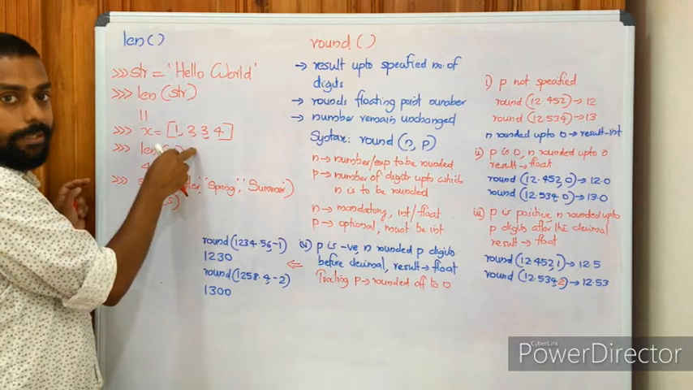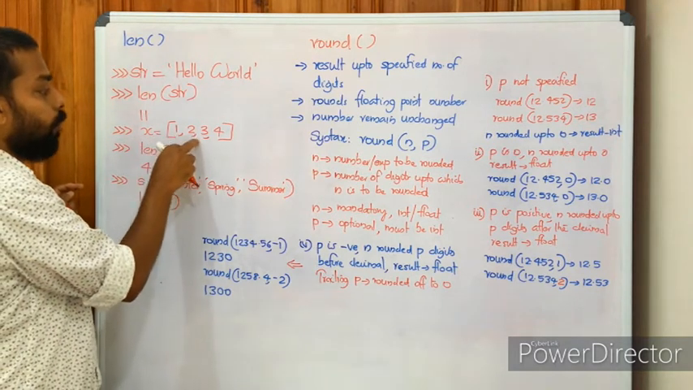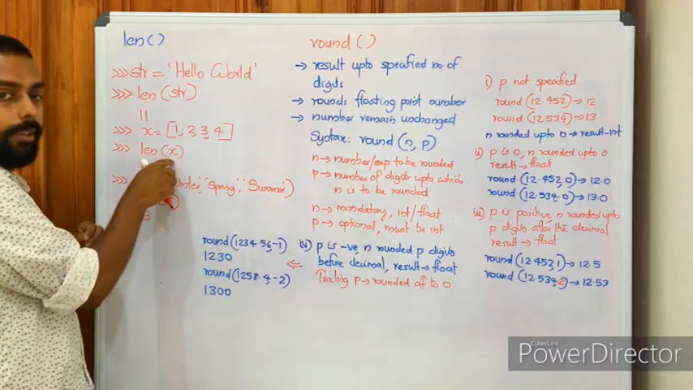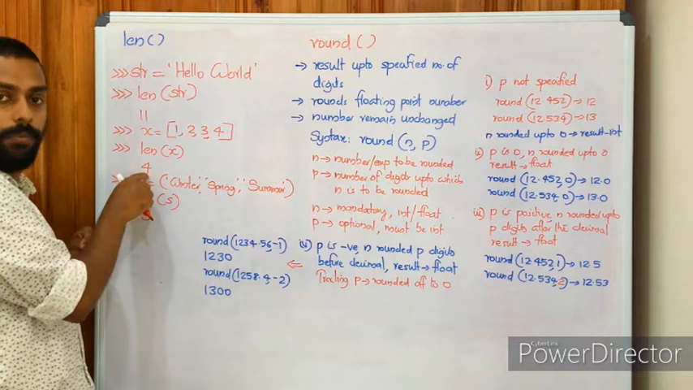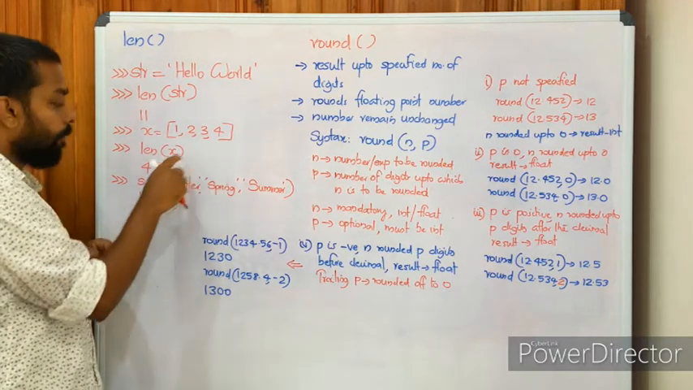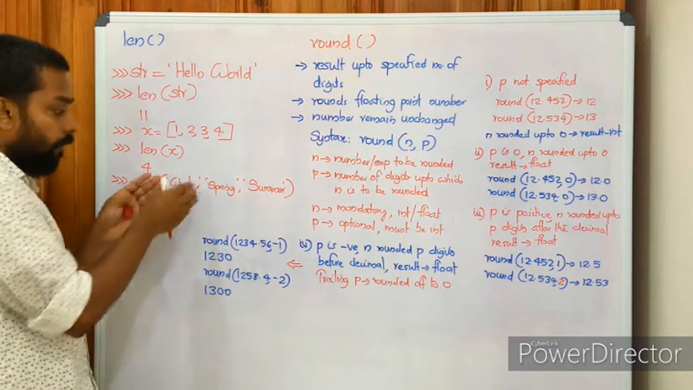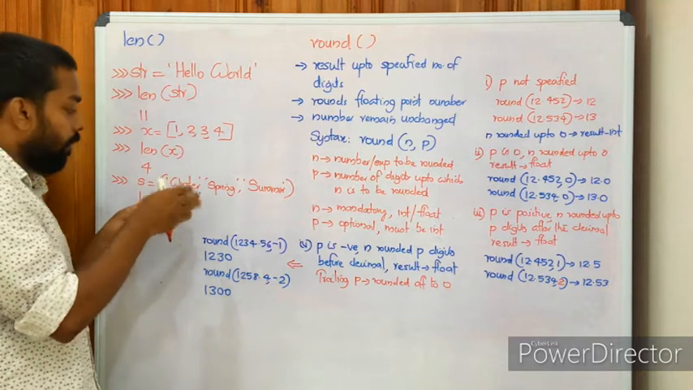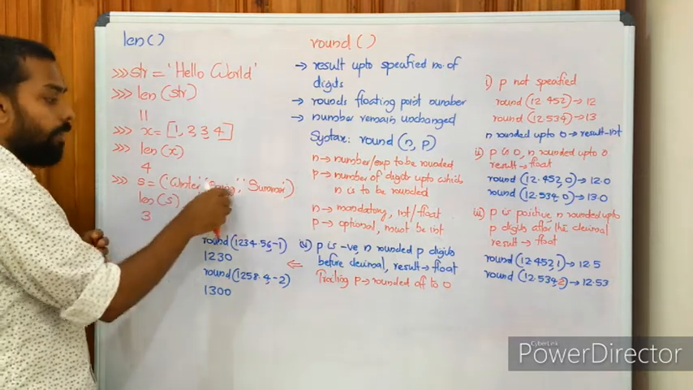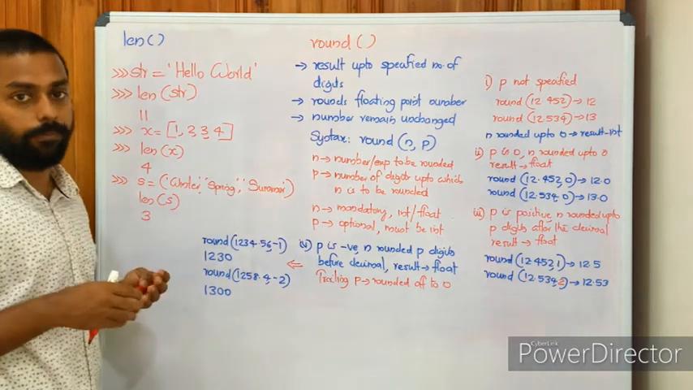Then we have a list. We are passing a list x equal to 1, 2, 3, 4. We have values 1, 2, 3, 4 in x, and we are passing x to the len function. It returns 4. We have 4 items here in the list. Then we have s equal to winter, spring, summer. It's a set of strings. We have 3 strings, so when we pass s to len, it returns 3.